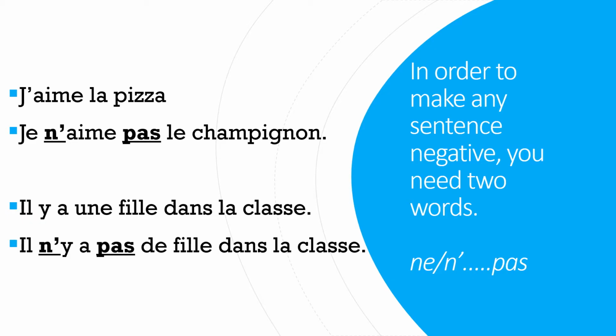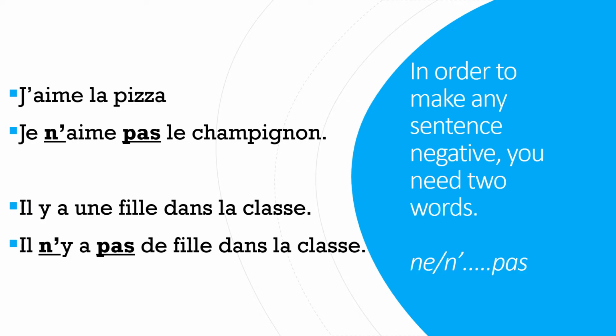In order to make any sentence negative, you need two words. And there are sentences that we have seen already and what we have learned that use these two words. For instance, j'aime la pizza. I like pizza. And we also know its other friend, je n'aime pas le champignon. So we know that j'aime means I like, and we know je n'aime pas means I don't like. So je n'aime pas le champignon, I don't like mushrooms, which is true. I'm using the ne and the pas to make my sentence negative, to change it from I like to I don't like.